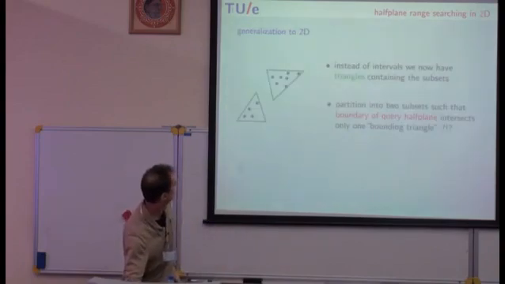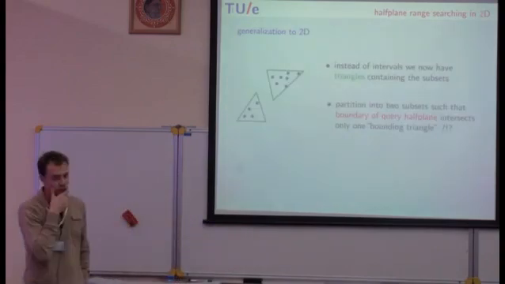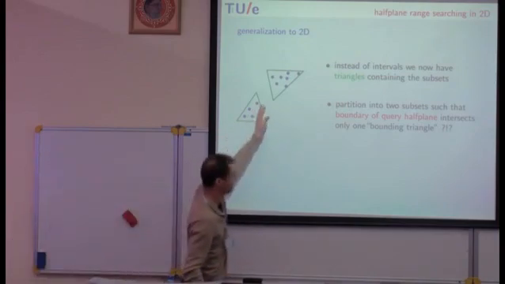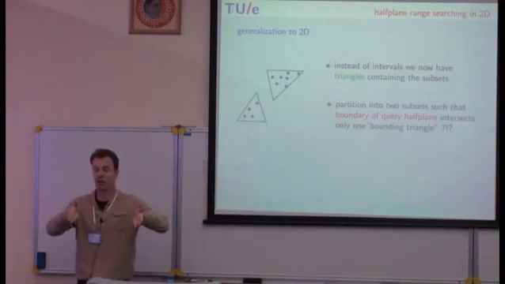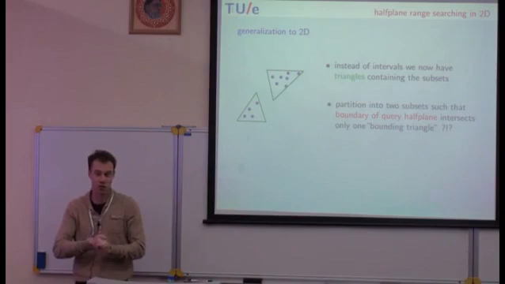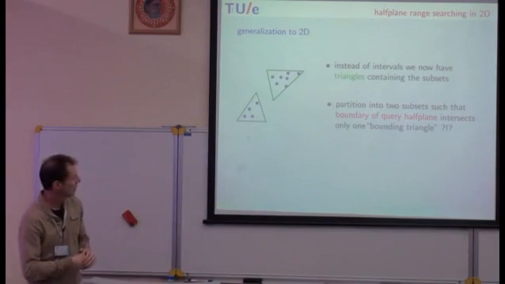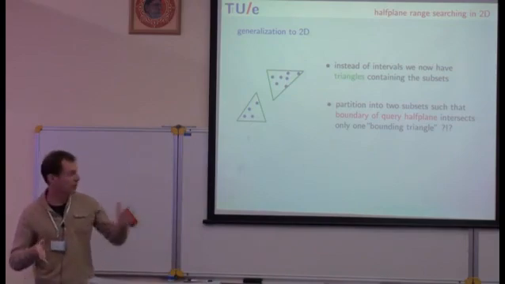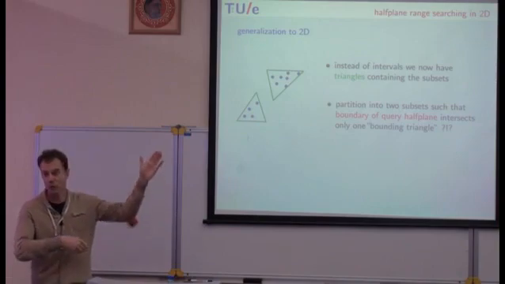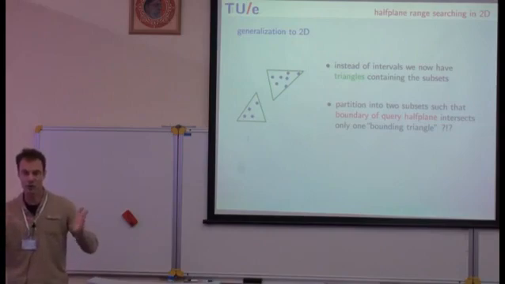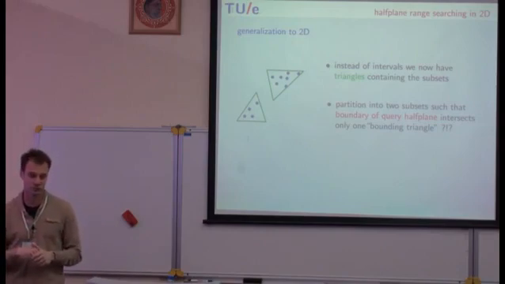So now in 2D you could say, okay, I have a set of points, let's partition it into 2 subsets, like here. Instead of having an interval containing them, I take some 2-dimensional shape, let's say a triangle. So for both point sets I have a triangle. But now, if I do a query with a half plane, so the boundary of the half plane is a line, I would like to say, well, I have to recurse in only one of the 2 subsets. So I would like that my line only intersects one of the 2 triangles.